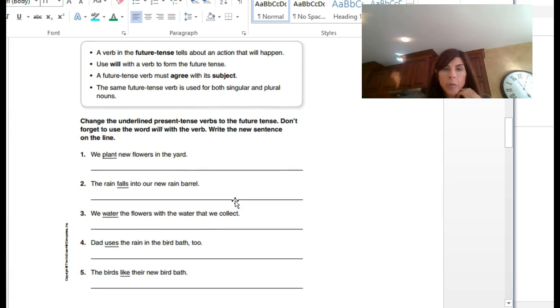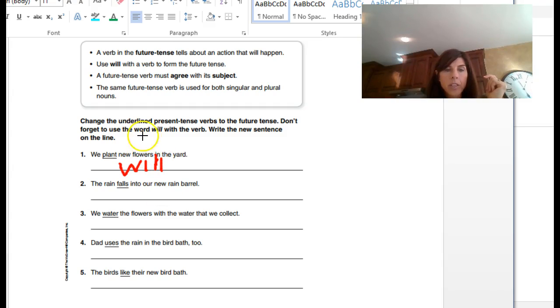Here, we're working on verbs again. Change the underlined present tense. So the underlined word is happening now, and we're going to change it to the future tense. We plant new flowers in the yard, so we do that now. We plant. What will we do in the future? We will plant. So don't forget to add the will if you need to. Planted would be in the past, but in the future you would need to write will plant. We will plant.